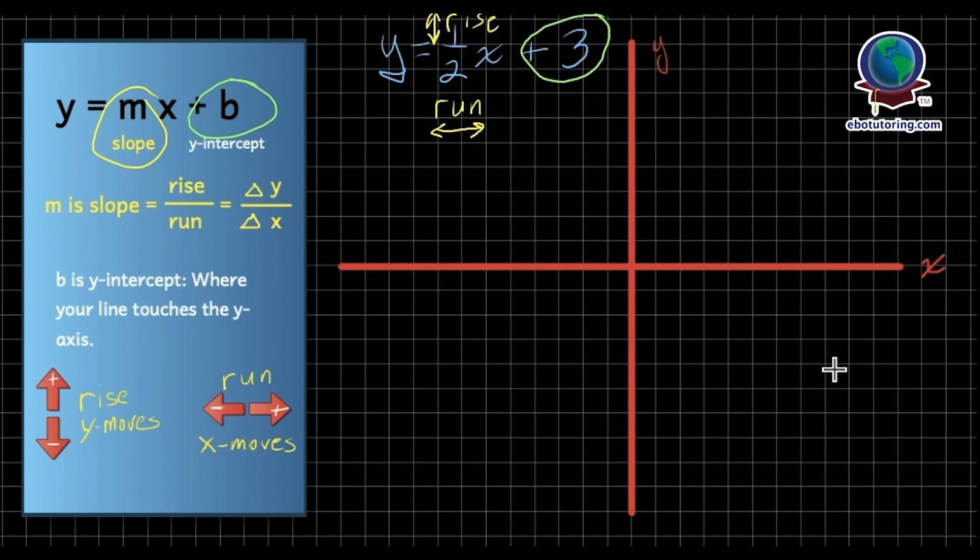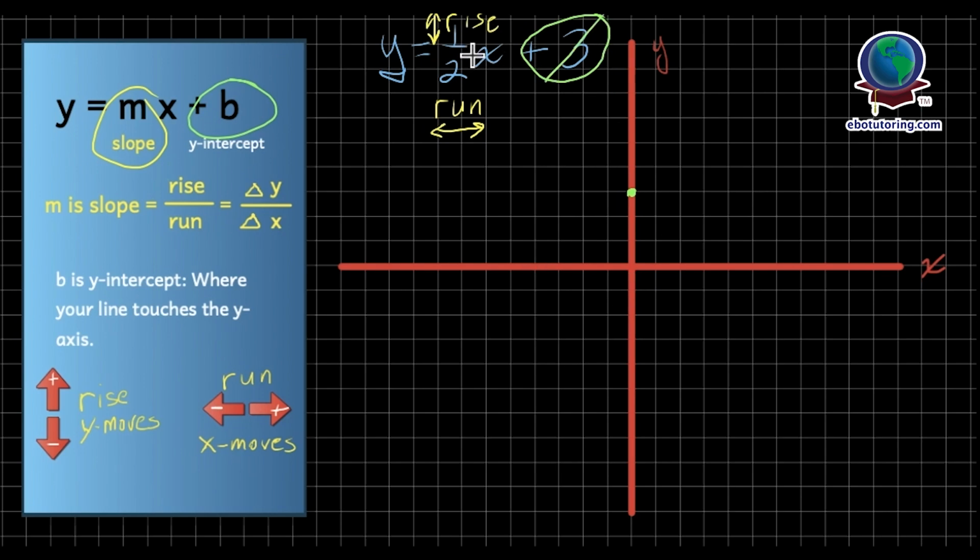So here we go. Let's start off with the plus 3. We go to our y-axis and we find plus 3. Here's 0. Here's 1, 2, 3. Right here. Boom. Put a dot on the plus 3. Okay, we're done with that now. We finished using it.